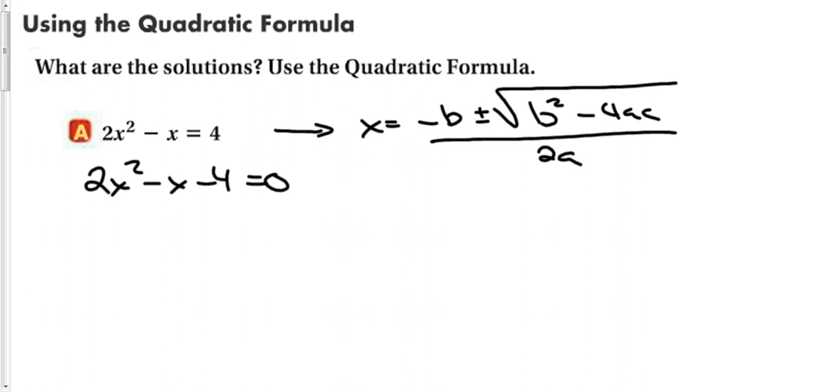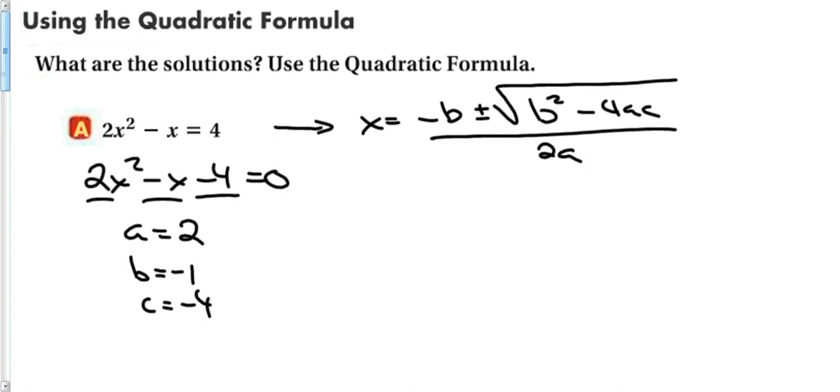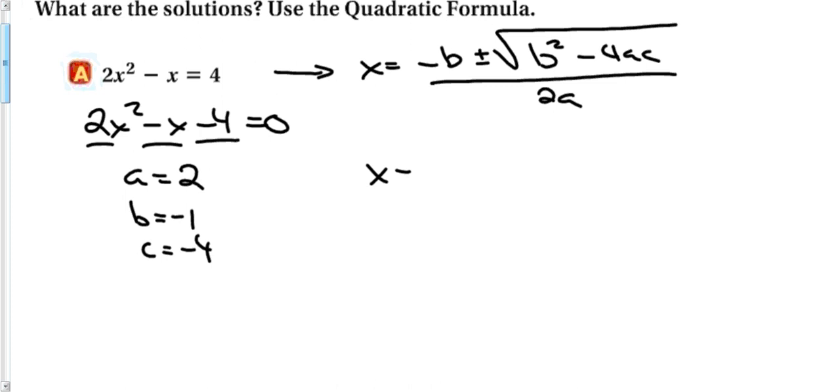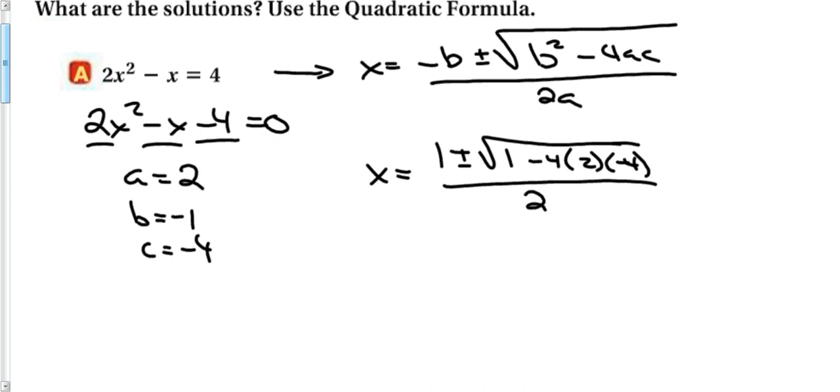So in order to use the quadratic formula, I need my results for a, b, and c. Well, I can just look at the equation and see that a is 2, b is negative 1, and c is negative 4. Now all I have to do is plug those numbers into the quadratic formula. So we have x is equal to negative 1, so that turns positive, plus or minus the square root of 1 squared is 1, minus 4 times 2 times negative 4, all over 2 times 2.